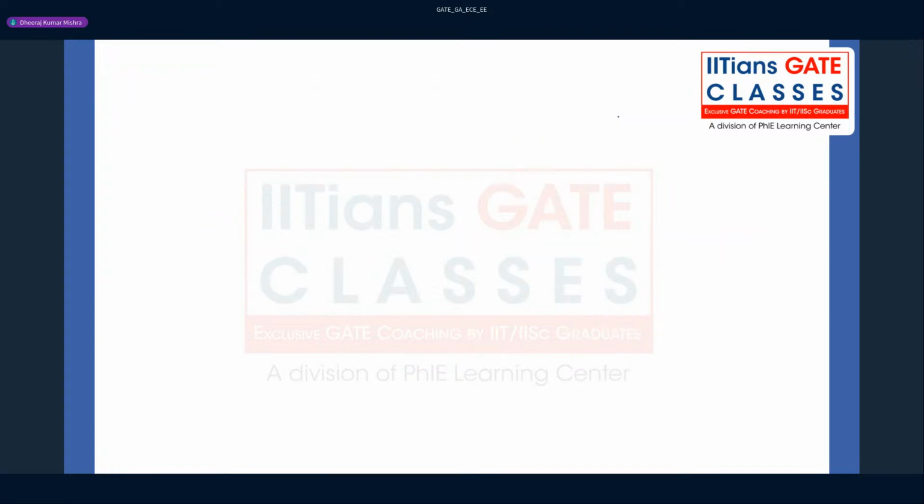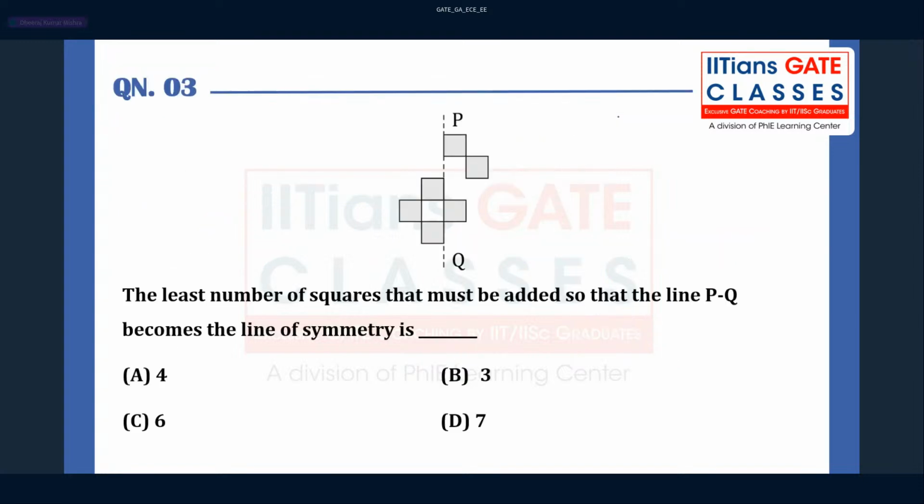So we'll move to the next question, question number 3. Fine. Question number 3 is from special aptitude here. Some sort of rectangle here, squares are given, and this line pq is given. So let us read the question. The least number of squares that must be added so that the line pq becomes the line of symmetry.